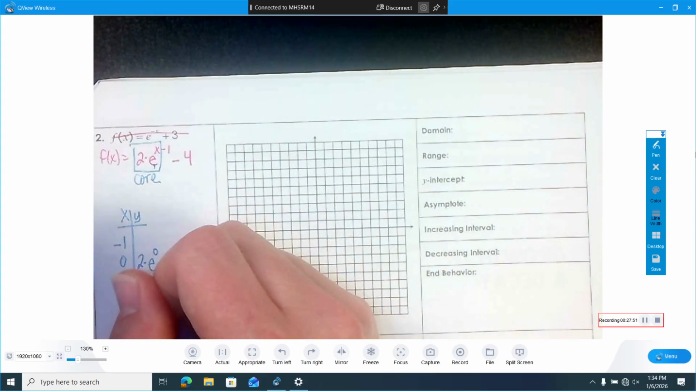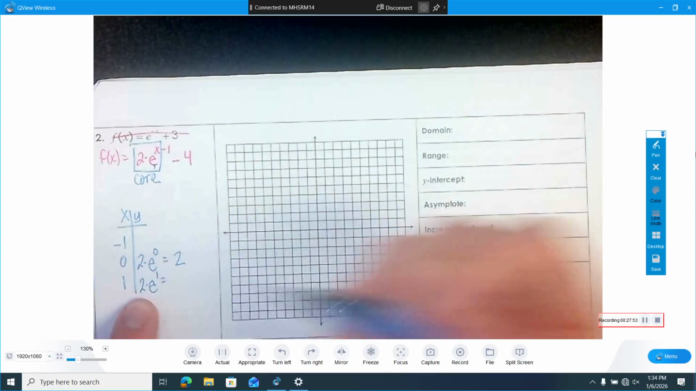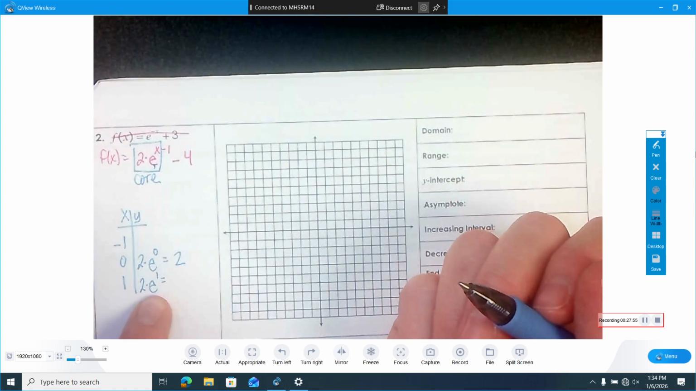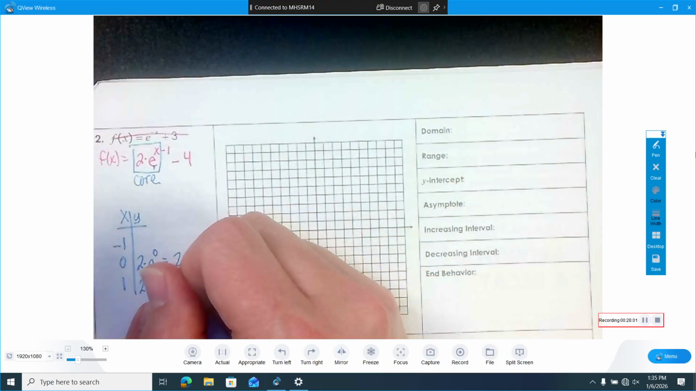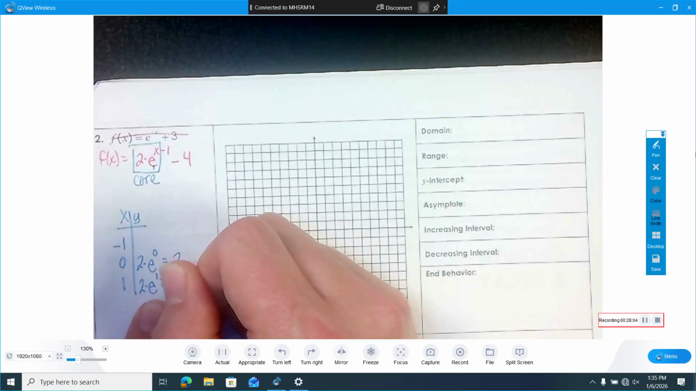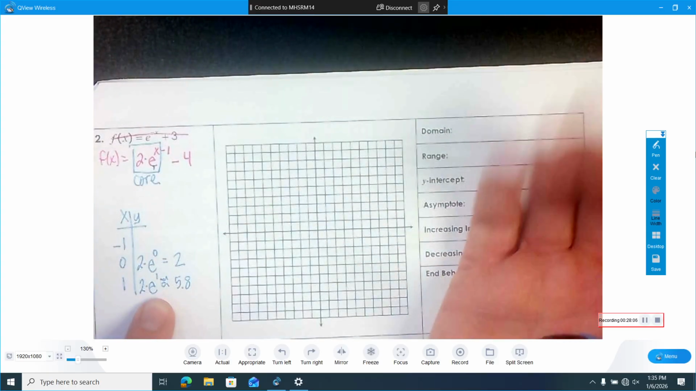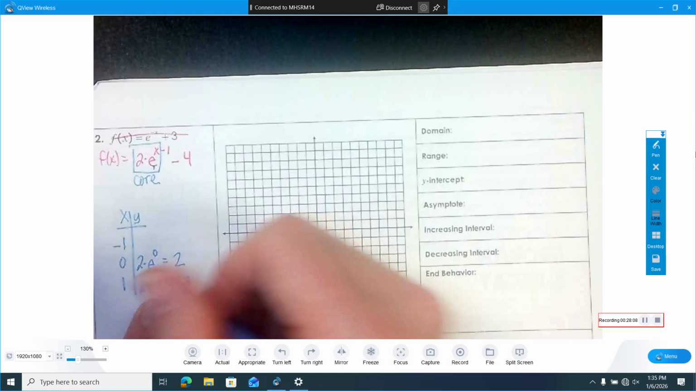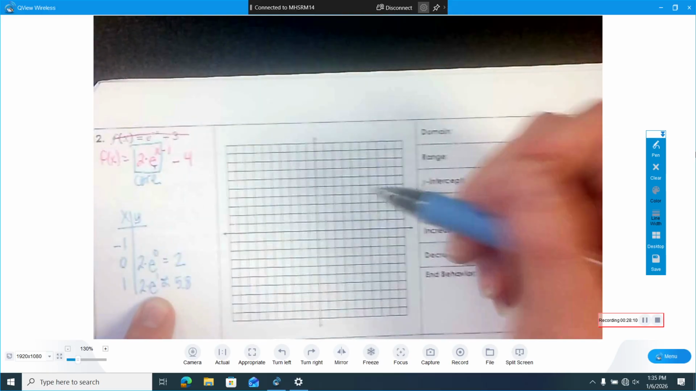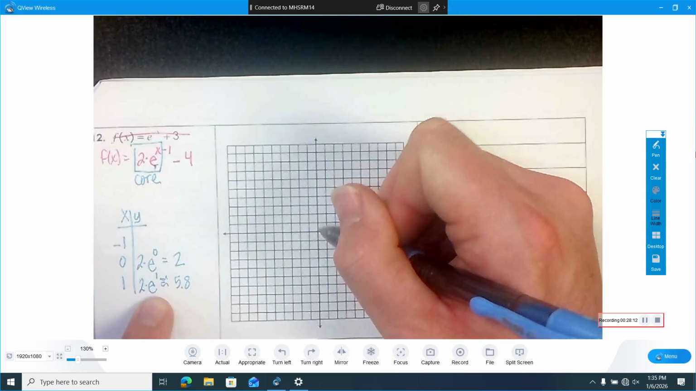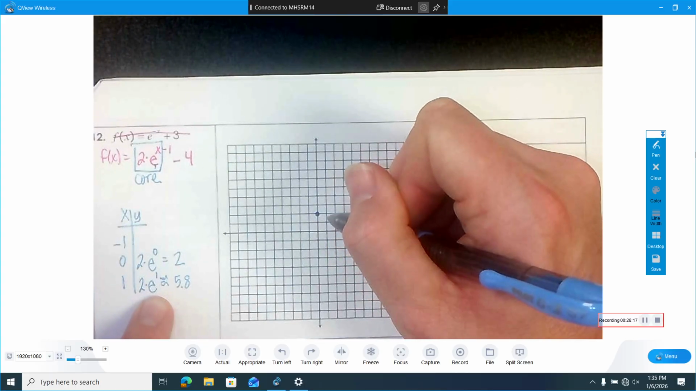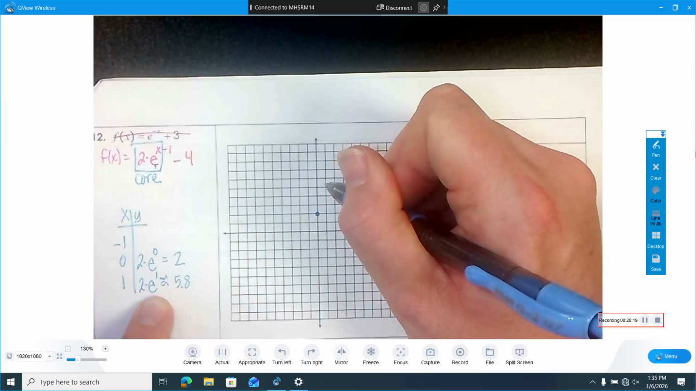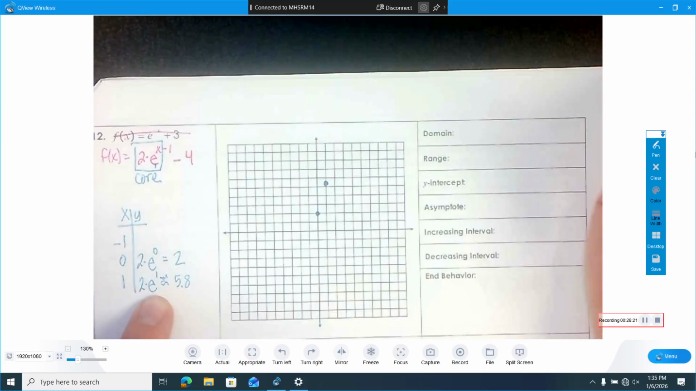Perfect. And then 2 times e to the first. What's e to the first? What is e? 2.7. Not quite 3. So what is 2 times not quite 3? Yeah, 5 point, I don't know, 8 something. Not quite 6. All right, and so we could graph that. We've got 0, 2, and then 1, not quite 6. So we're going to be under that.